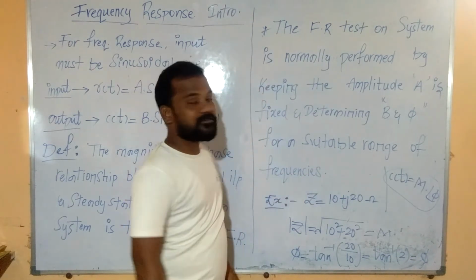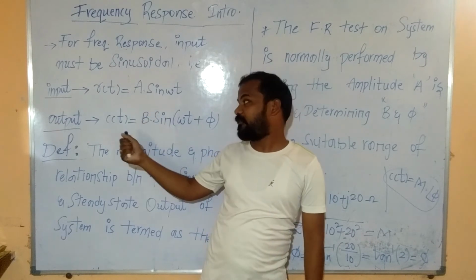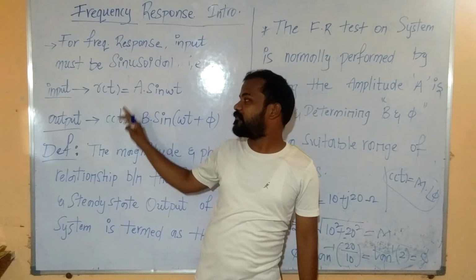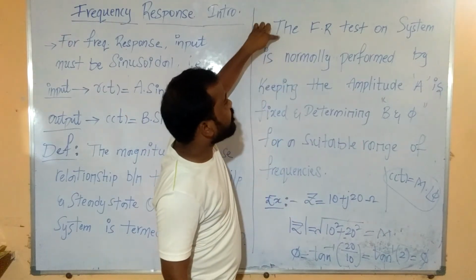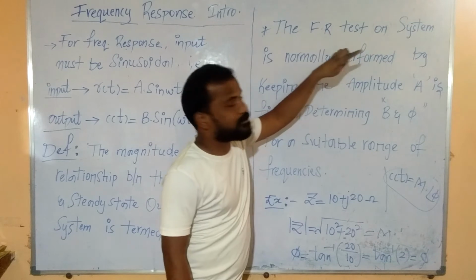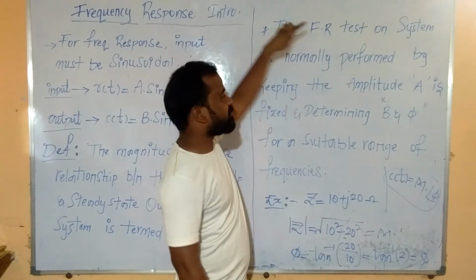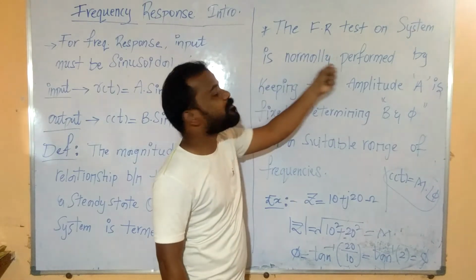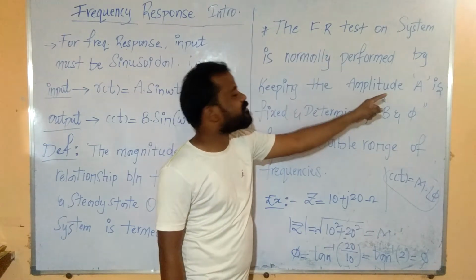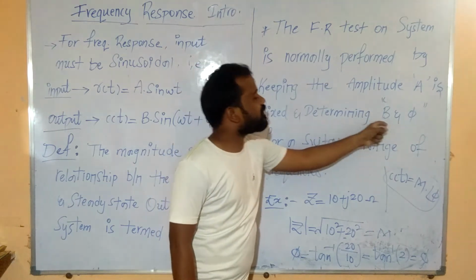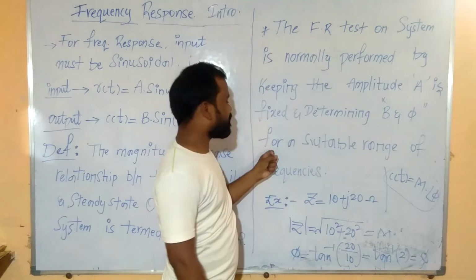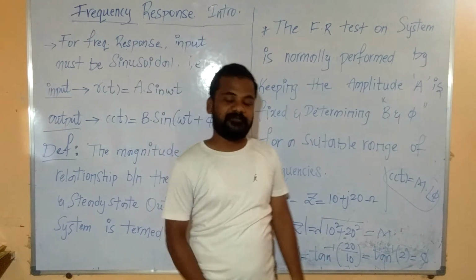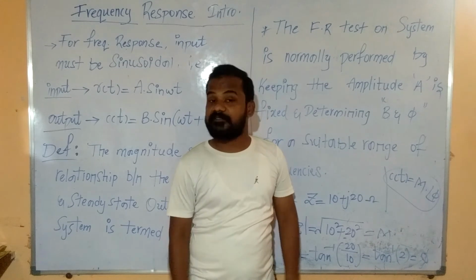It means whatever the system, whatever input we are taking and whatever output we are getting, concentrate only on this input and output. The frequency response test on any system is normally performed by keeping the amplitude A fixed and determining the values of B and phi for a suitable range of frequencies. So this is the actual procedure we need to follow to get the frequency response.